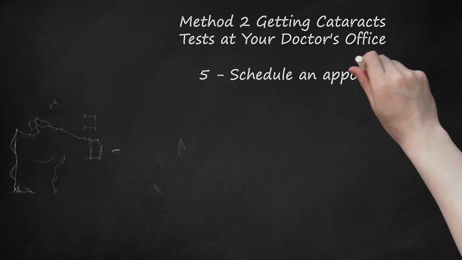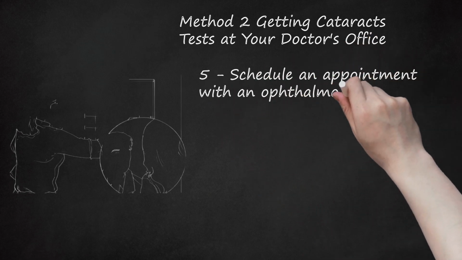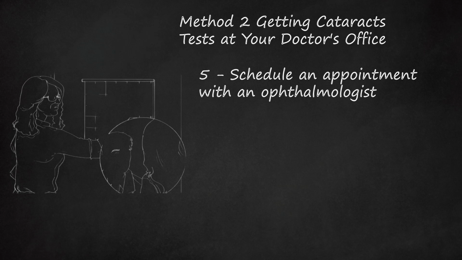5. Schedule an appointment with an ophthalmologist. If your optometrist thinks you may have cataracts, they may refer you to an ophthalmologist. An ophthalmologist will make the final diagnosis and determine a treatment plan. Your ophthalmologist may suggest corrective lenses if your cataracts are not severe. However, in many cases, cataracts are serious enough to require surgery.